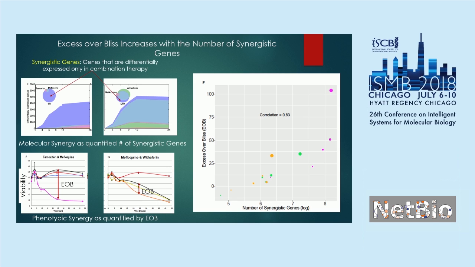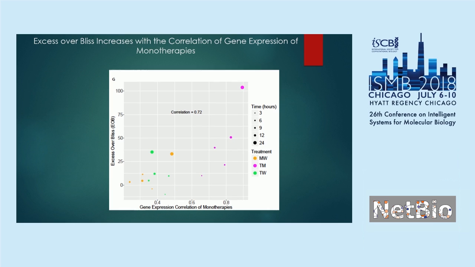In the scatter plot, on the x-axis we have the number of synergistic genes, and on the y-axis we have the phenotypic synergy, which is the excess over Bliss. What we observe is a very good correlation between these two types of synergies that we defined.